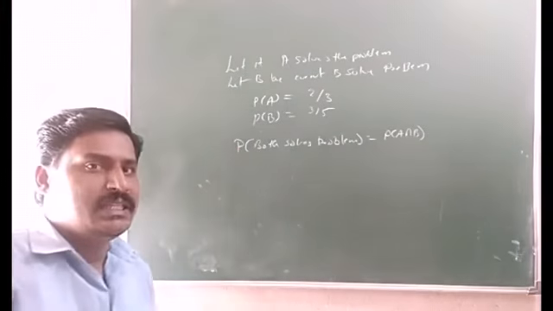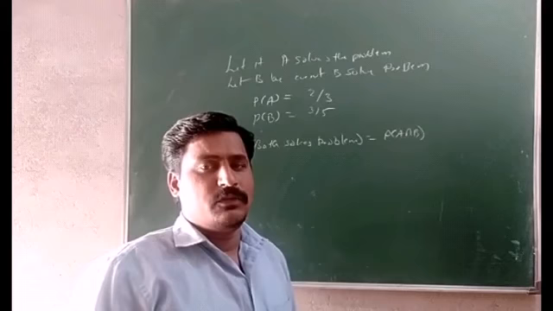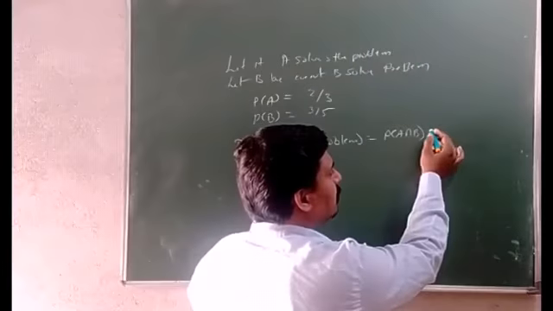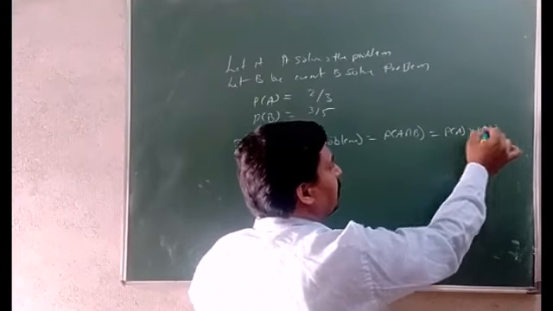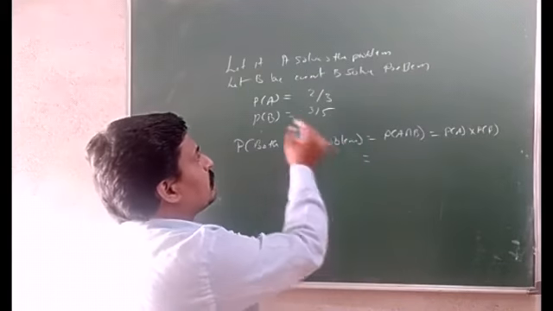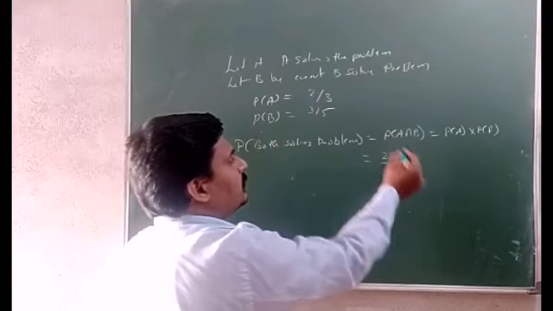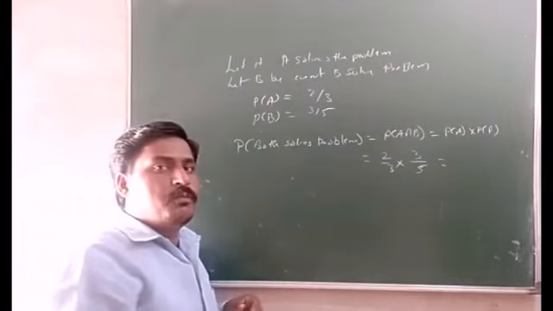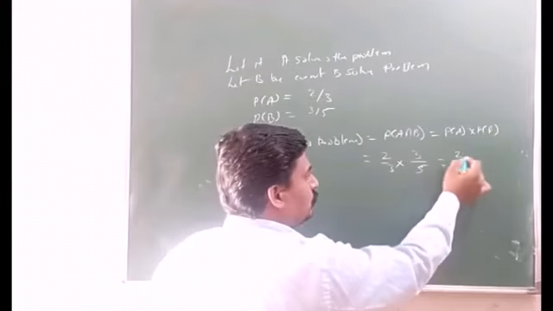So as here both events are independent, P of A intersection B is equal to P of A into P of B, probability of A into probability of B. So that is probability of A is 2 by 3 into probability of B is 3 divided by 5. So probability of both of them will solve the problem is 2 divided by 5.